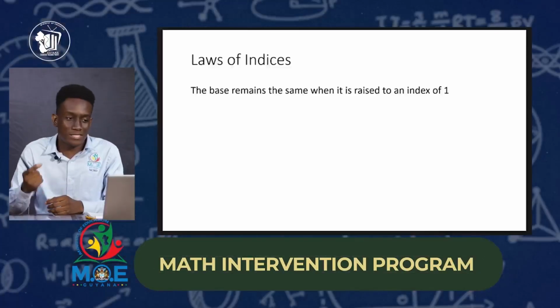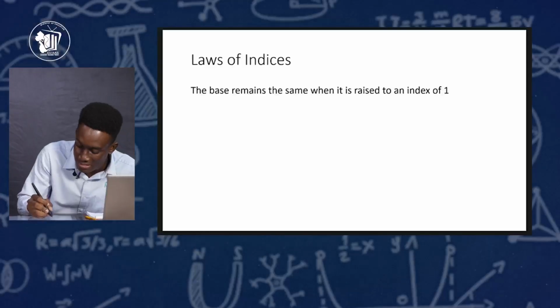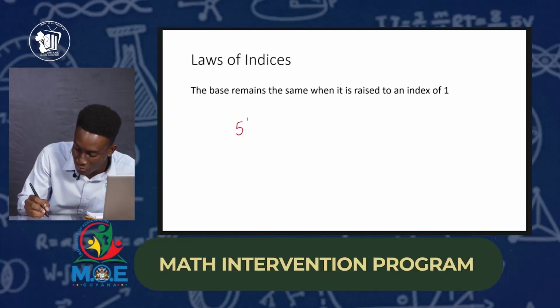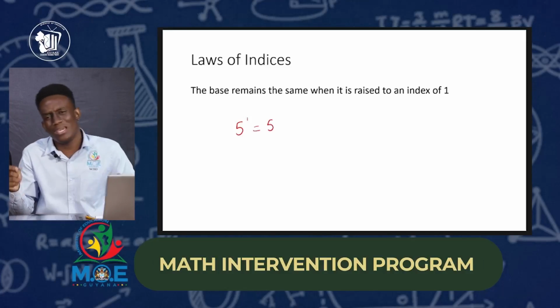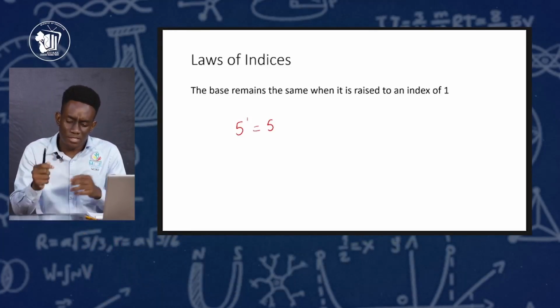So let's look at the next law. This next law is pretty straightforward. It says the base remains the same when it is raised to the power of 1, or an index of 1. So this is basically saying 5 raised to the power of 1 is the same as 5. And we kind of discovered this as we were working through the other example.